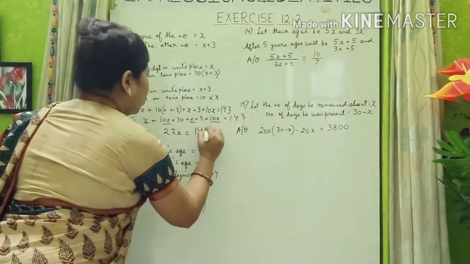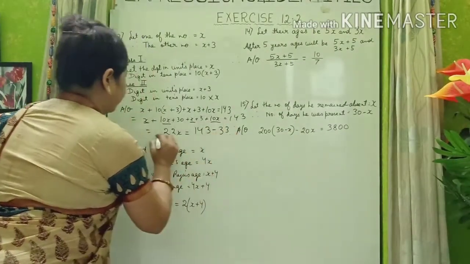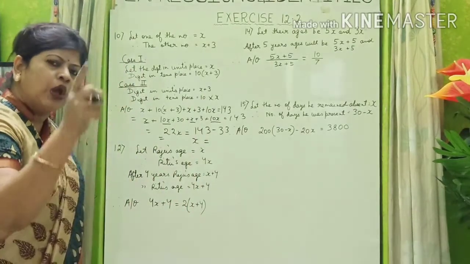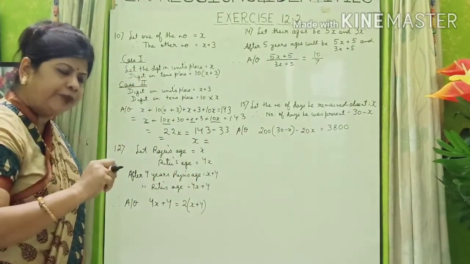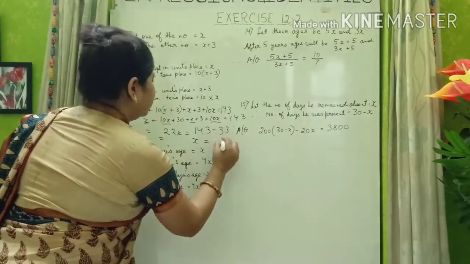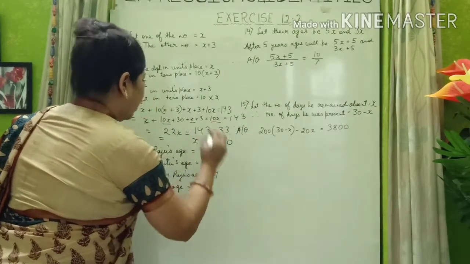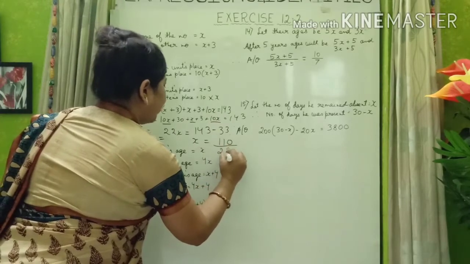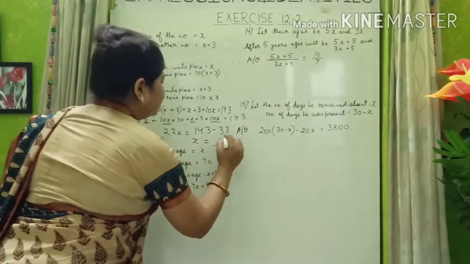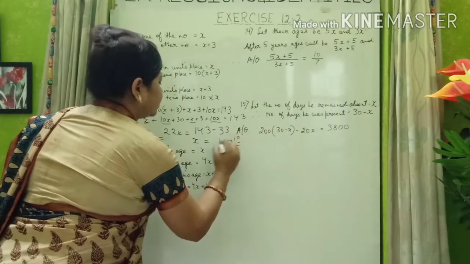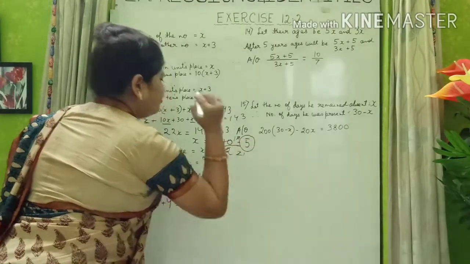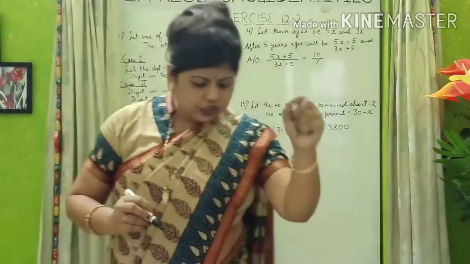So this side 143 minus 33. So what will be your x? x will be equal to, what is 143 minus 33? Here only you do 3 minus 3 is 0, 4 minus 3 is 1 and remaining 1. So 110 by 22. So what is your answer? Your answer comes to, see, 11 ones are 11 and a 0, 11 twos are 22, so answer is 5. So 5 is your answer.